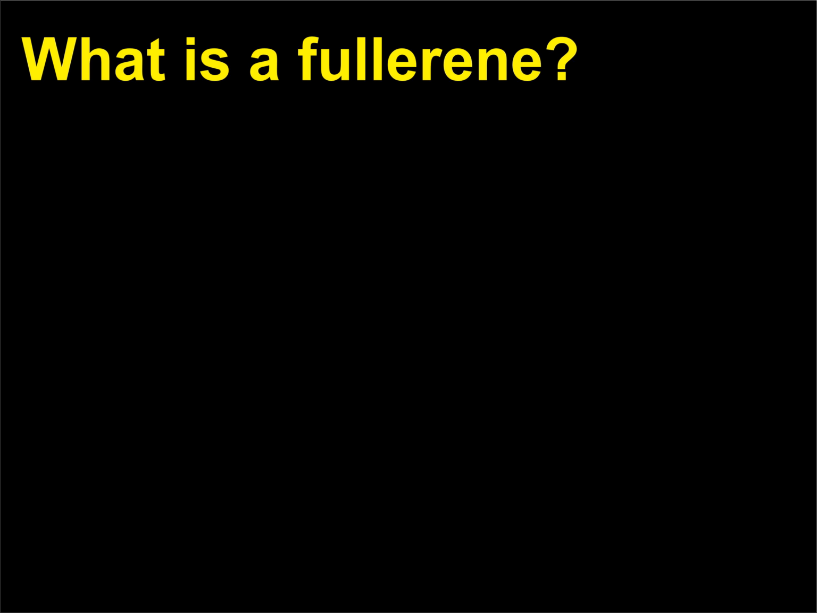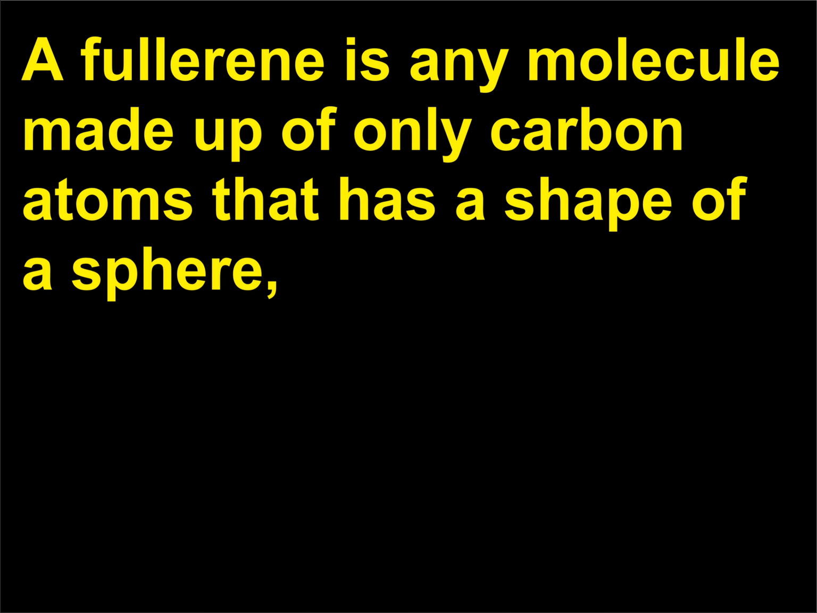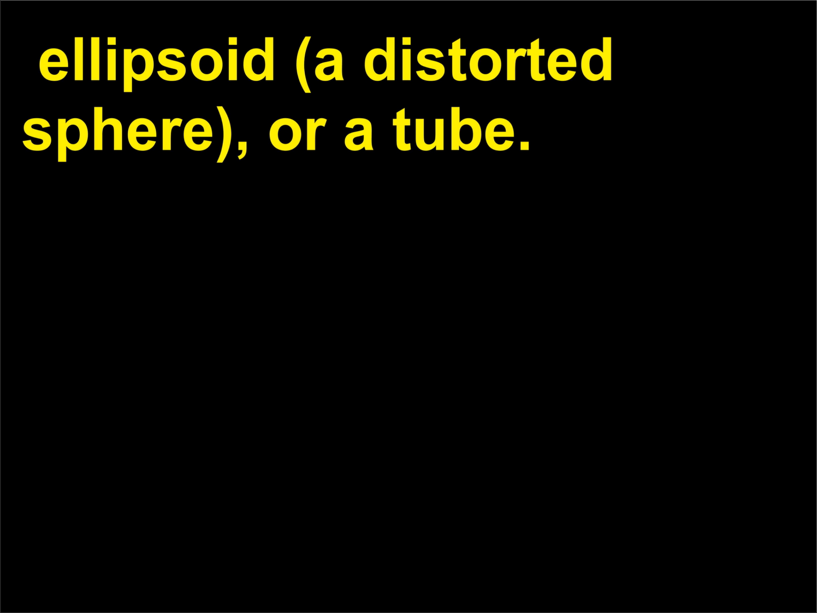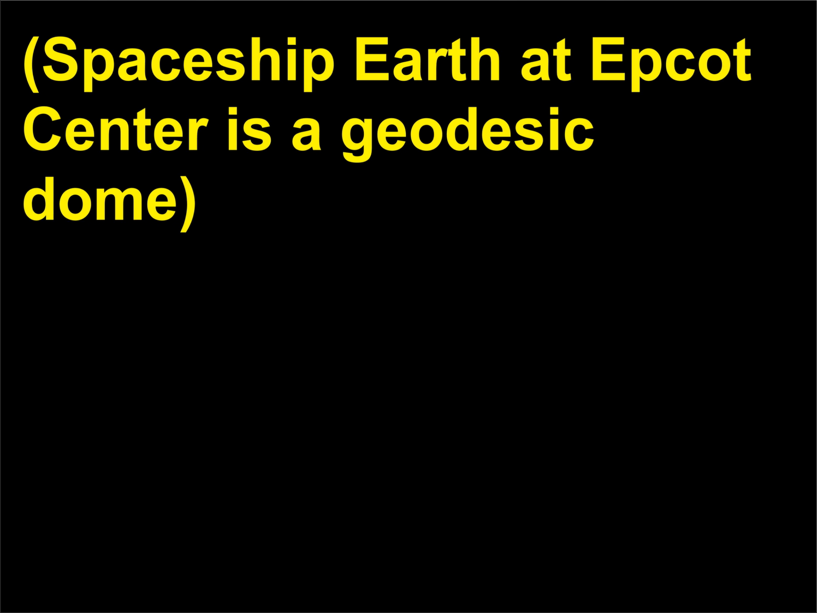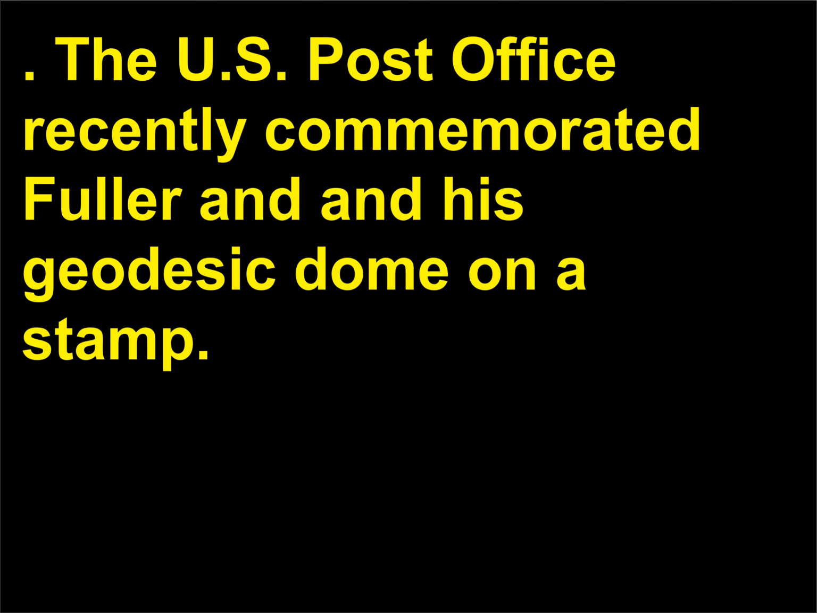What is a fullerene? A fullerene is any molecule made up of only carbon atoms that has the shape of a sphere, ellipsoid, a distorted sphere, or a tube. The name fullerene comes from Richard Buckminster Fuller, an architect who designed the geodesic dome. Spaceship Earth at Epcot Center is a geodesic dome. The U.S. Post Office recently commemorated Fuller and his geodesic dome on a stamp.